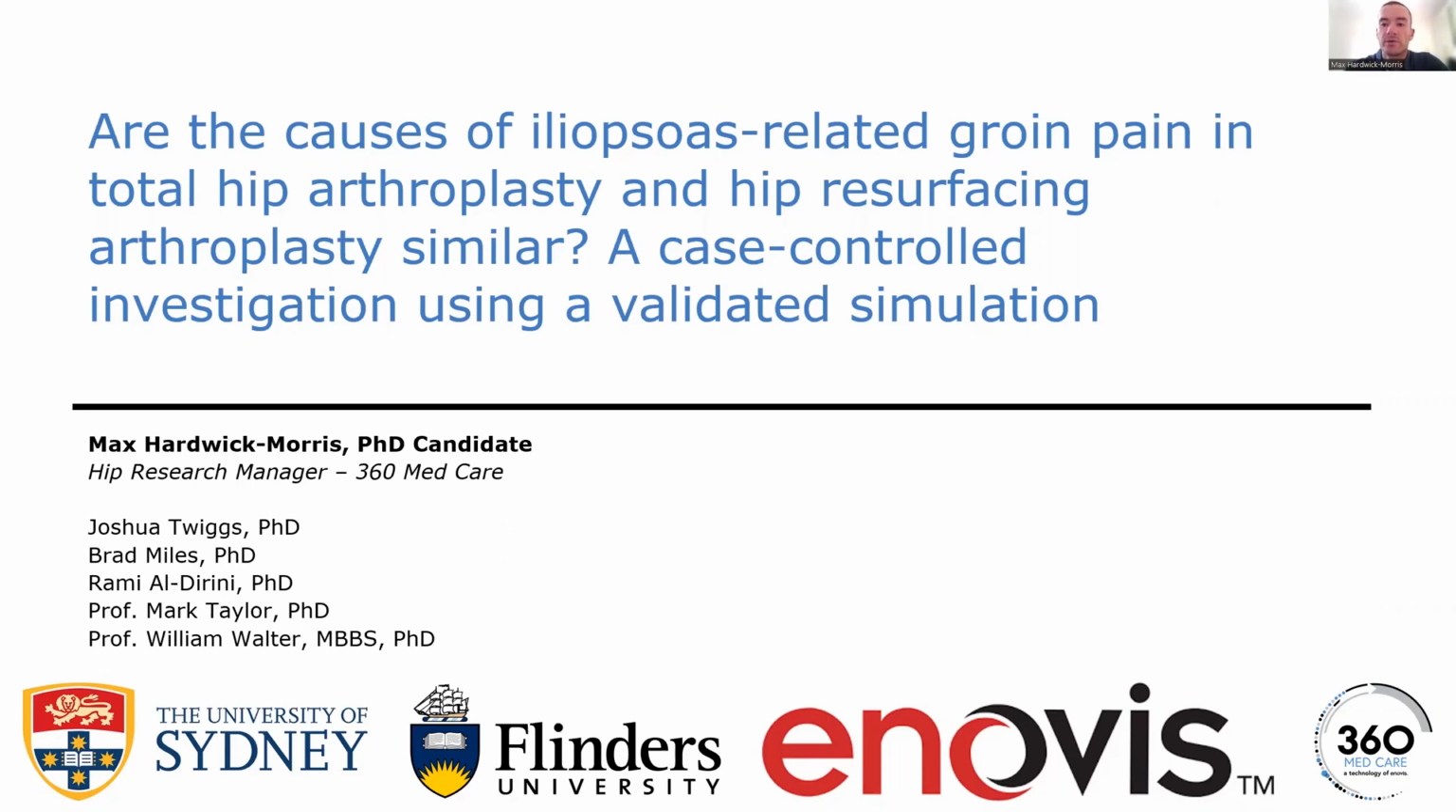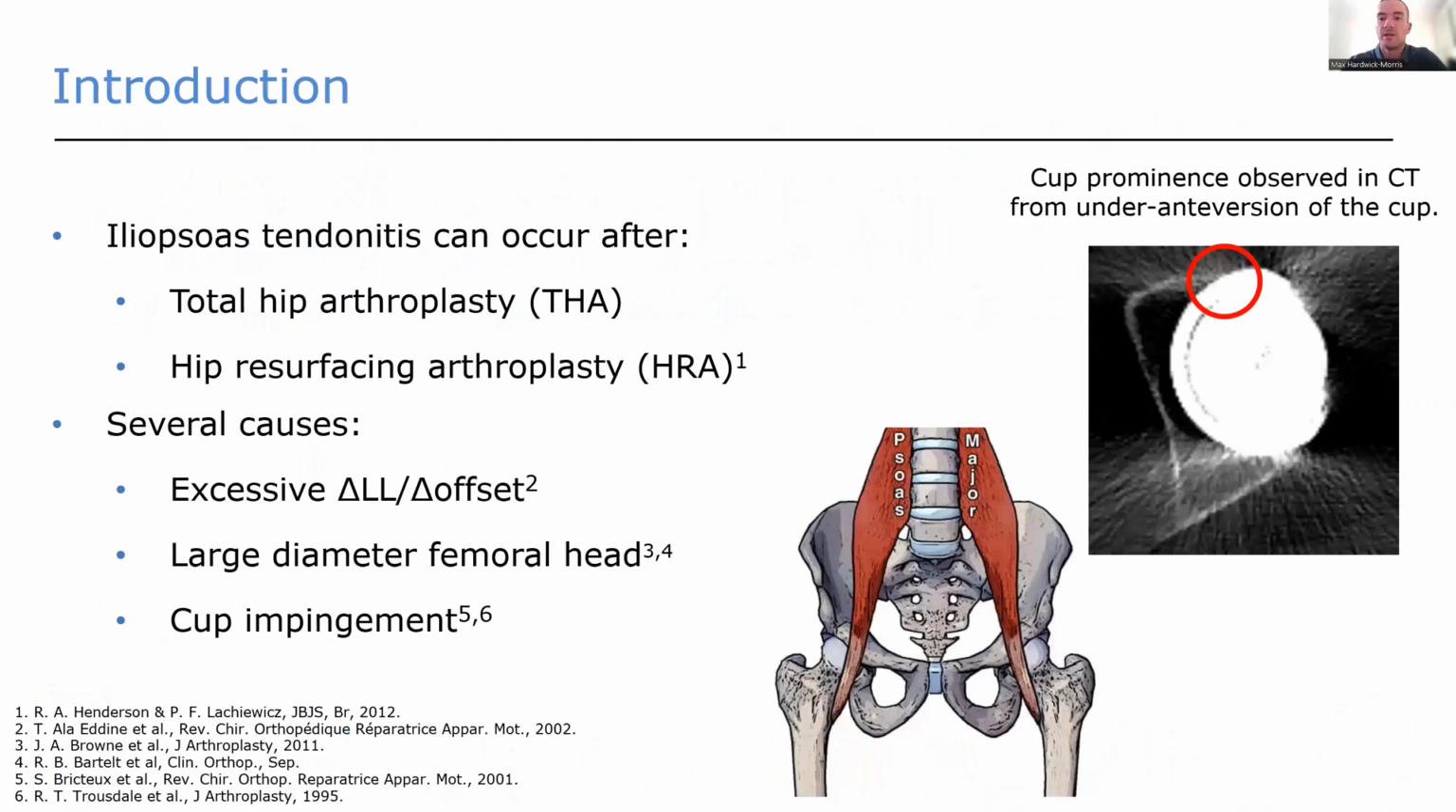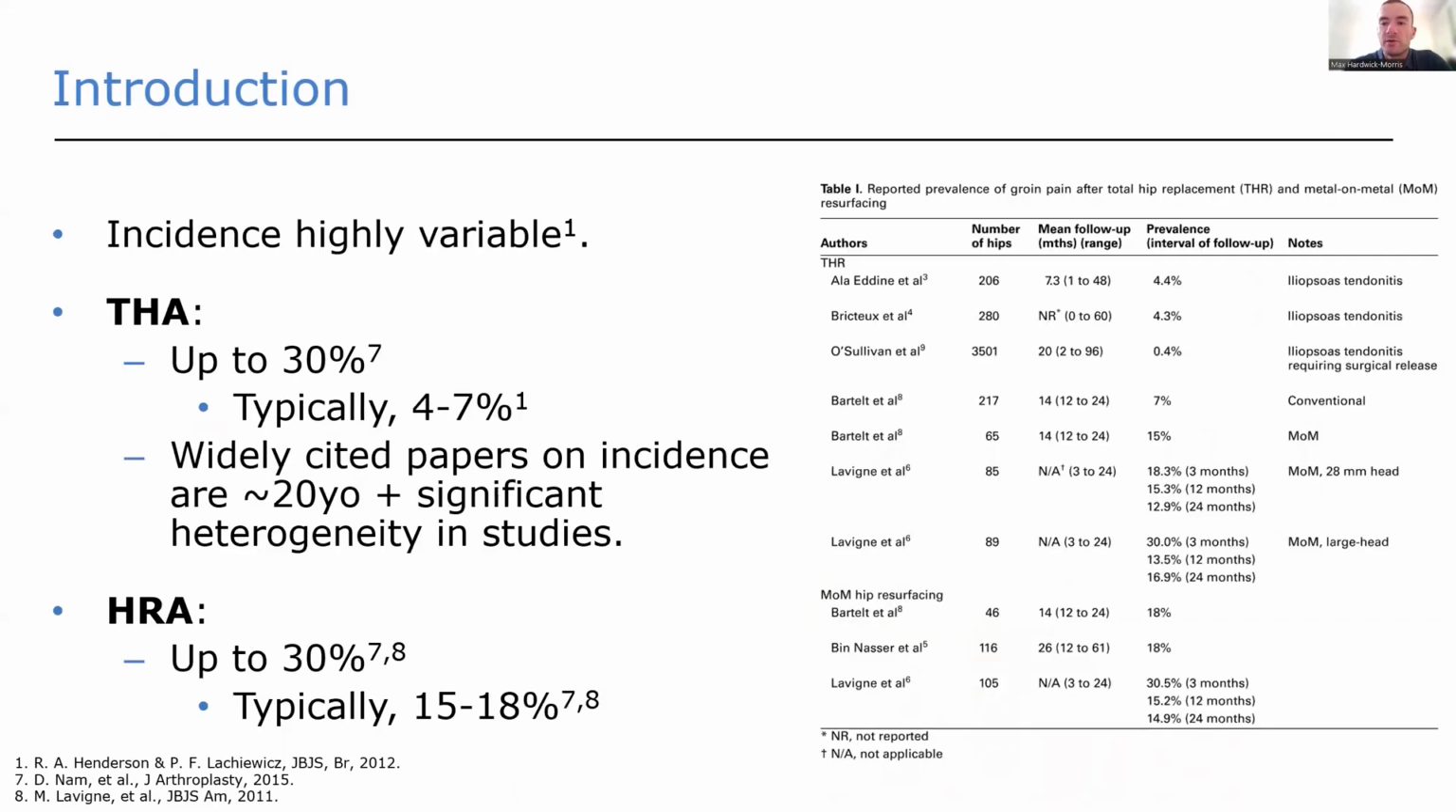Our work is about iliopsoas tendinitis after hip resurfacing and total hip arthroplasty. Iliopsoas tendinitis is a relatively common complication after total hip and hip resurfacing arthroplasty, and it has multiple causes, including excessive lengthening or offset changes made intraoperatively and large diameter femoral heads. However, it's most frequently attributed to impingement between the iliopsoas and cup due to an exposed anterior surface of the acetabular cup. The incidence of postoperative psoas tendinitis is highly variable in the literature. It typically falls within the 4 to 7% range for total hips and 15 to 18% for hip resurfacings.